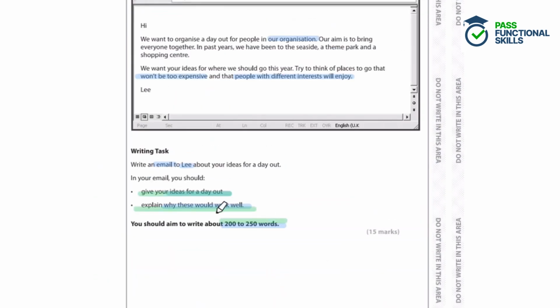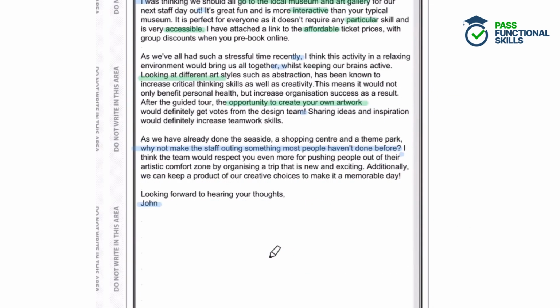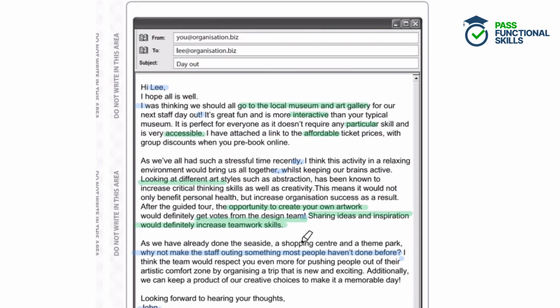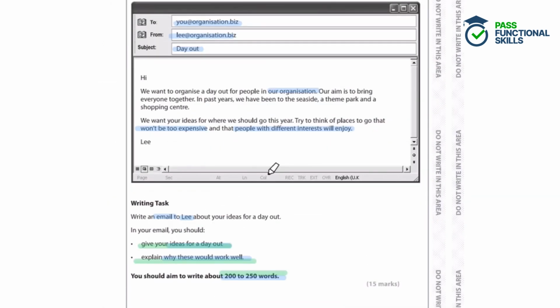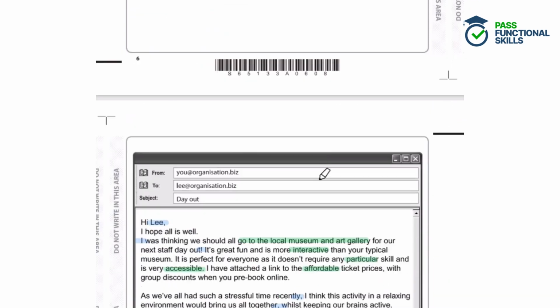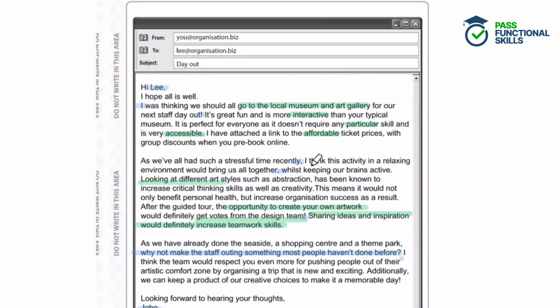And then they've explained why these ideas would work well. It would get votes from the design team to create artwork, and sharing ideas and inspiration would increase teamwork skills. And they've got lots more explanation in there, lots more details about why they think a museum and art gallery is an appropriate place to go. So make sure that any details that you include are really fitting with the question appropriately. Don't veer off and go in a different direction, start talking about something that's irrelevant.